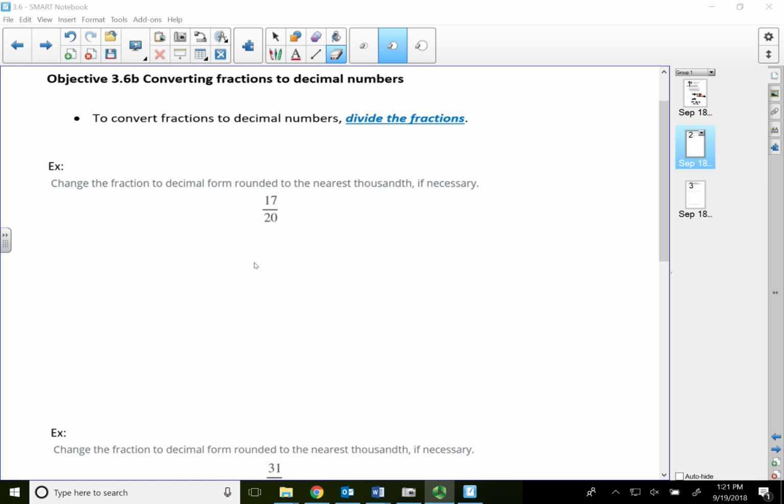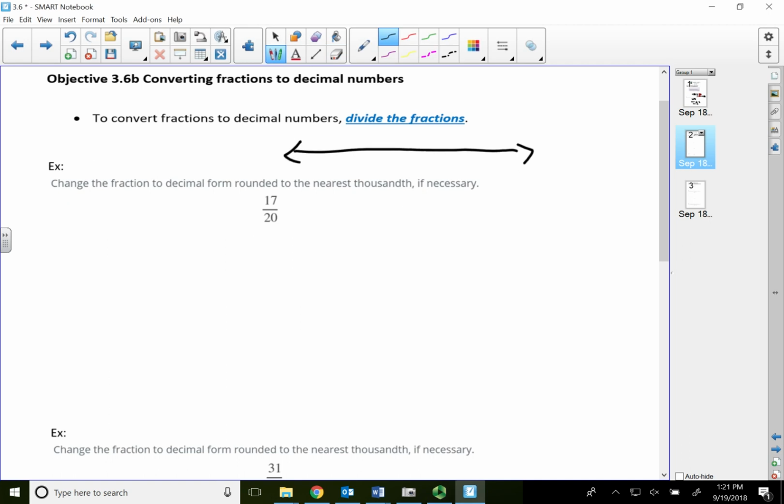A proper fraction will result in a decimal number on the number line that is always going to be between 0 and 1, because any decimal number between 0 and 1 will say 0 point something. Every proper fraction is part of a whole, so it has to be within 0 to 1.